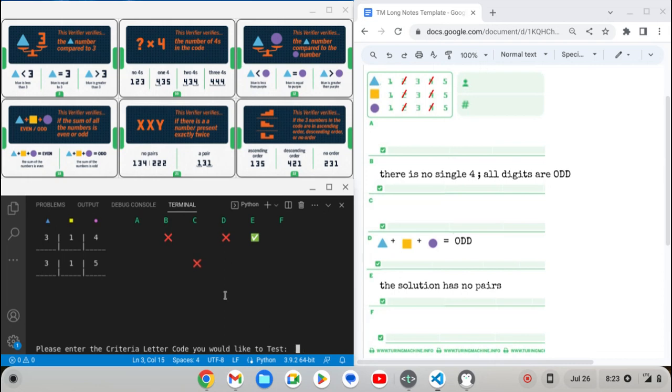Okay, so triangle is not less than circle. And of course, it can't be equal since we've already established that they're all distinct and there are no pairs. So that means we can deduce that triangle should be greater than circle. And that's C. So let's go ahead and type that up. Triangle is greater than circle.